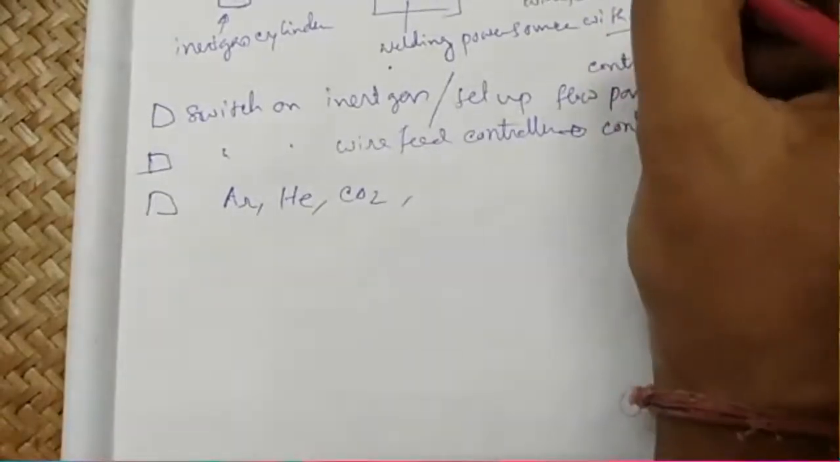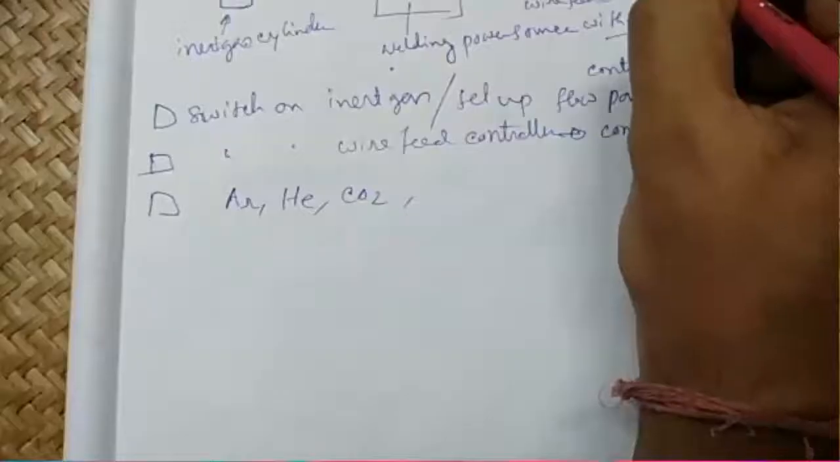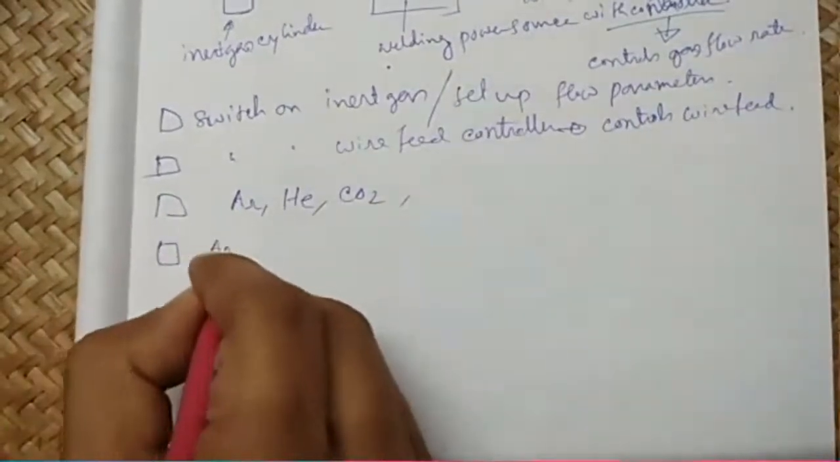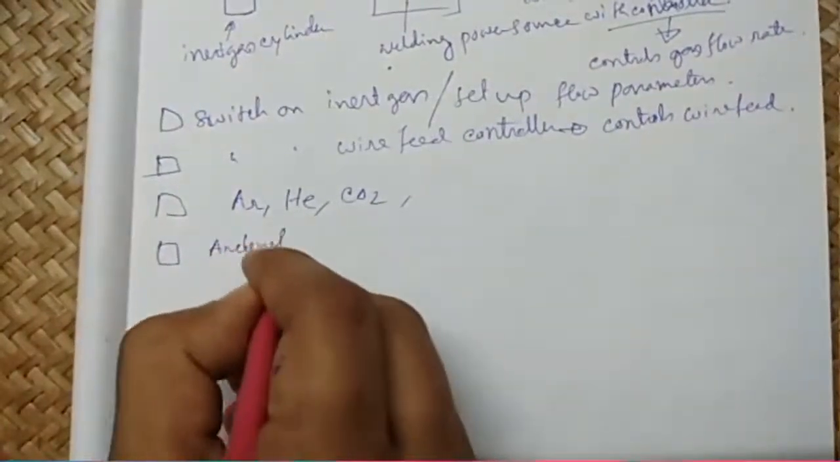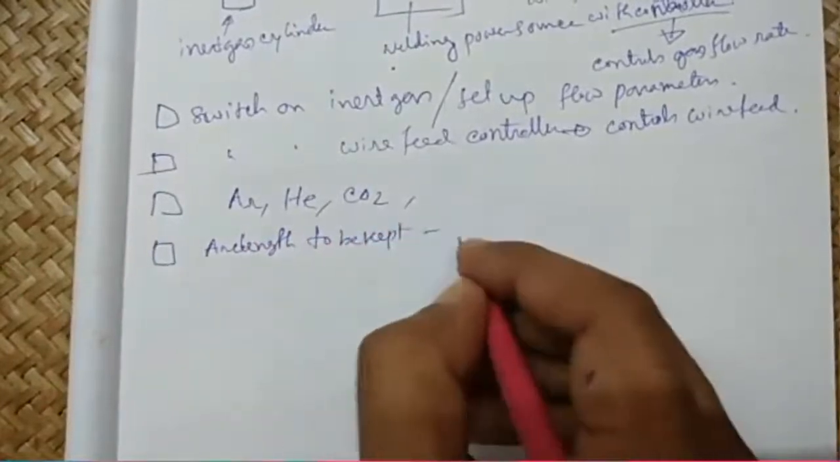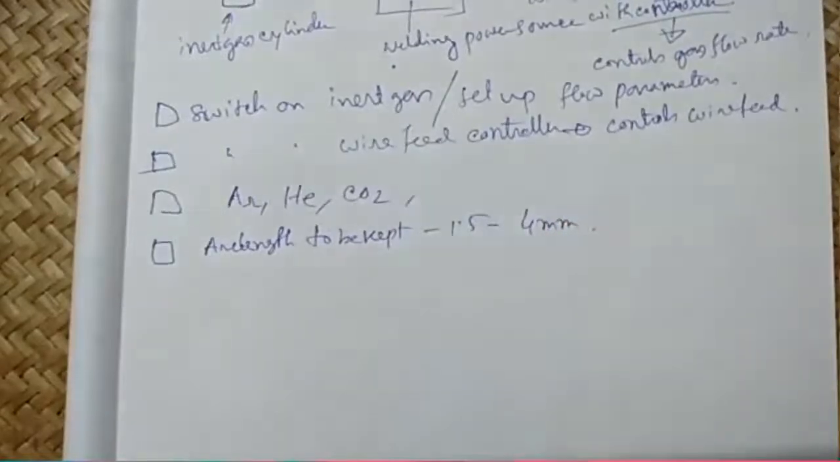Now the torch should be 10 to 12 mm away from the workpiece, and the arc length should be kept at 1.5 to 4 mm.